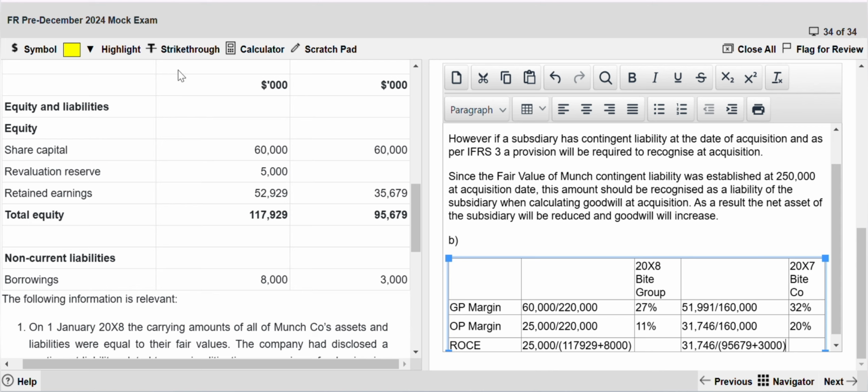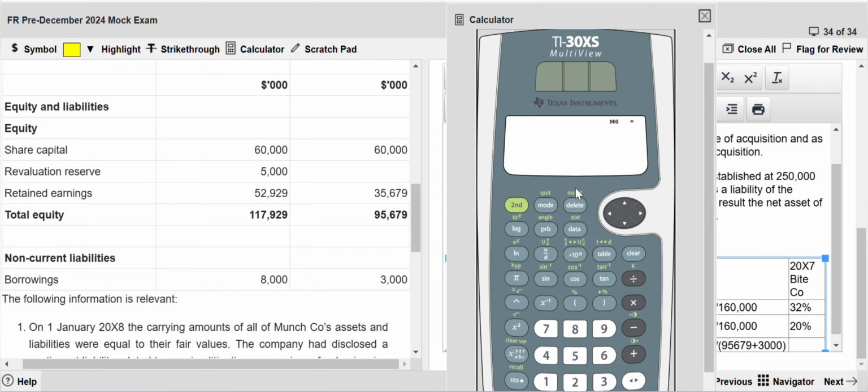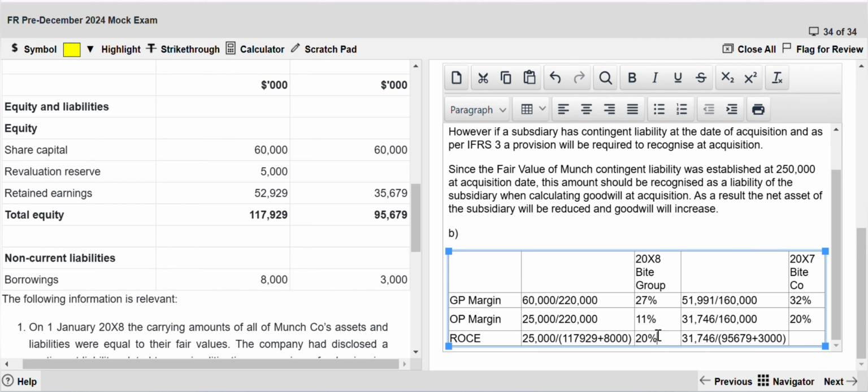Okay. അപ്പോൾ എത്രയാണ് നമ്പേഴ്സ് വരുന്നത്? So 25,000 divided by 117,929 plus 8,000 is 20 percent. Then 31,746 divided by 95,679 plus 3,000 is 32 percent. So 20 percent and 32 percent, ശരിയല്ലേ?